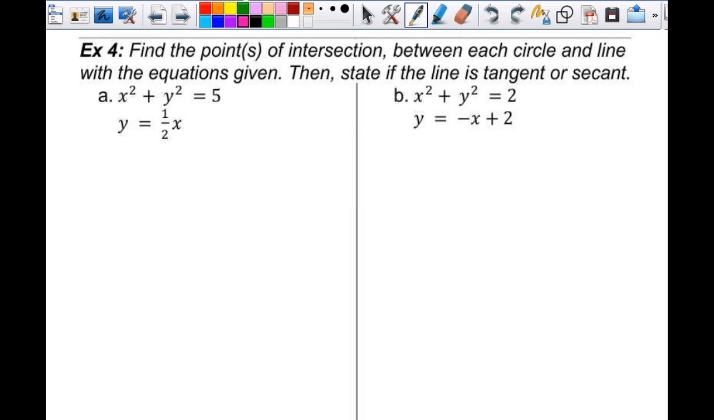All right, so this says find the point or points of intersection between each circle and line with the equations given. Then state if the line is tangent or secant. So how are we going to know if it's tangent or secant? By the way, yeah, 1 point or 2 points, right? Depends on how many answers we get. So this right here, 2 equations, 2 variables, what's it called? System of equations.